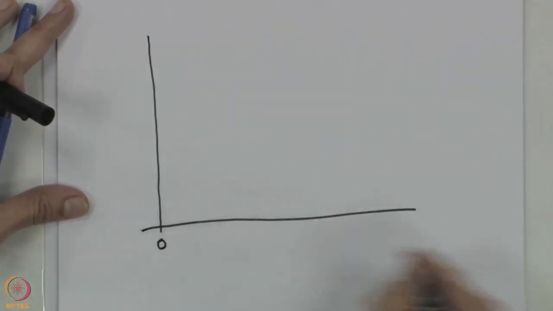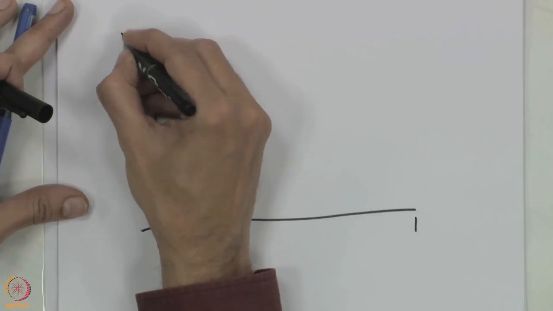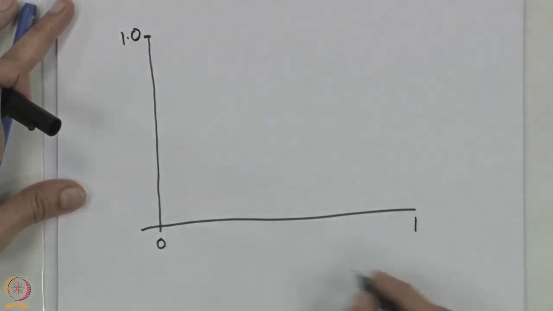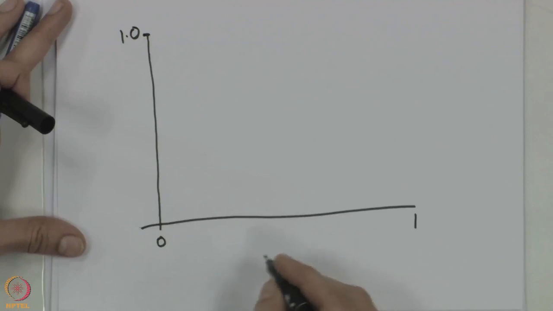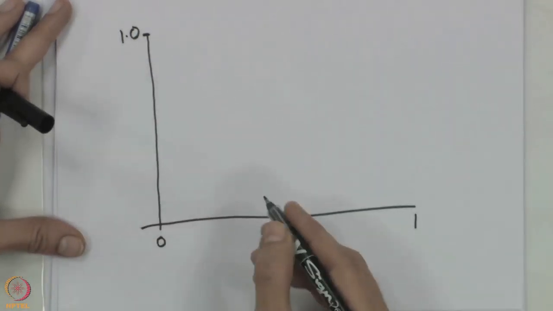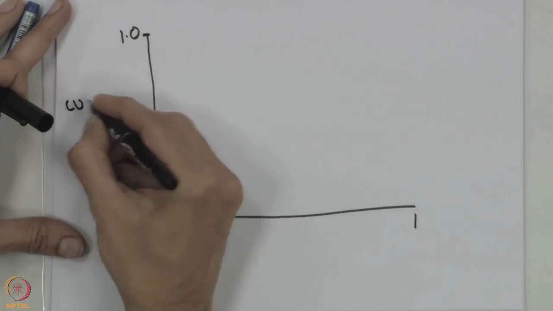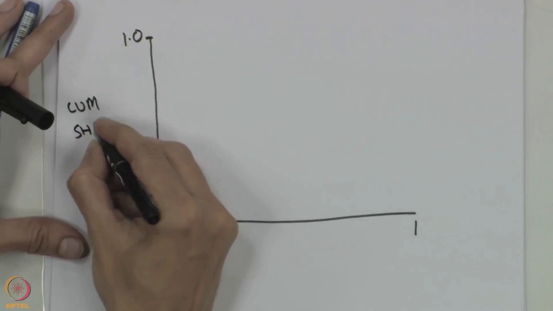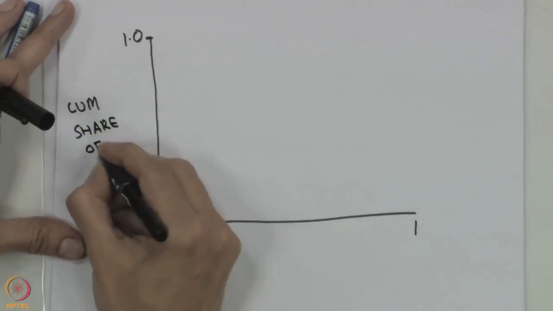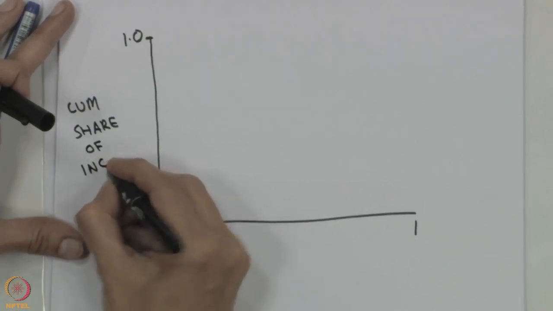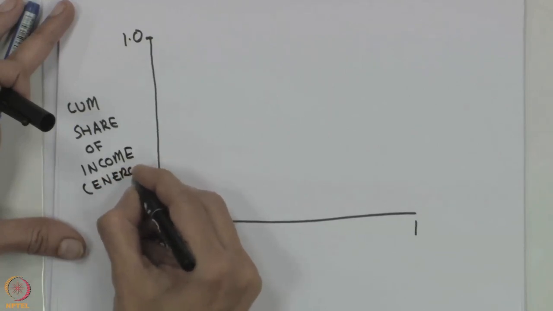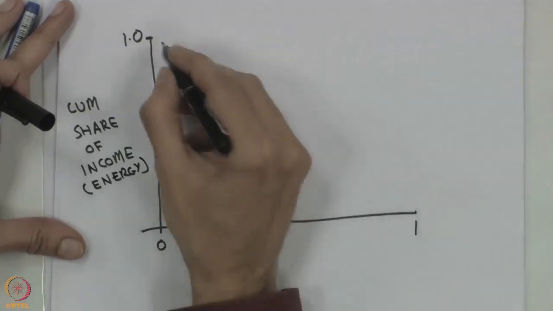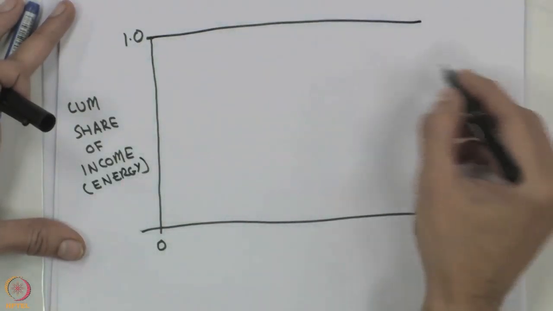On the x-axis, we go from 0 to 1, or to 100%, and on the y-axis also from 0 to 1. The x-axis shows the cumulative percentage of the population, the lowest x percent, and the y-axis shows the cumulative share of income, or if we want to plot energy, of energy.